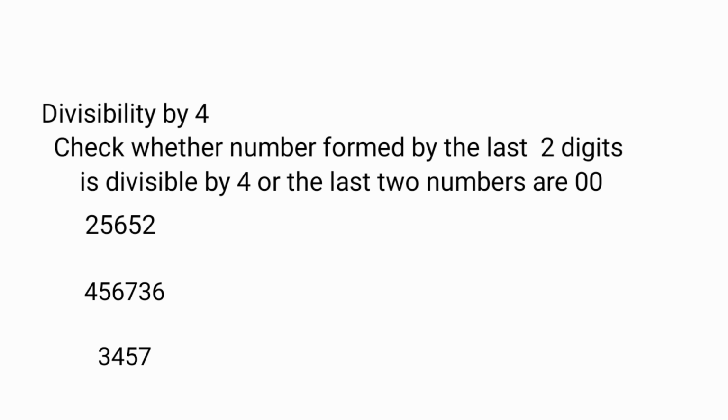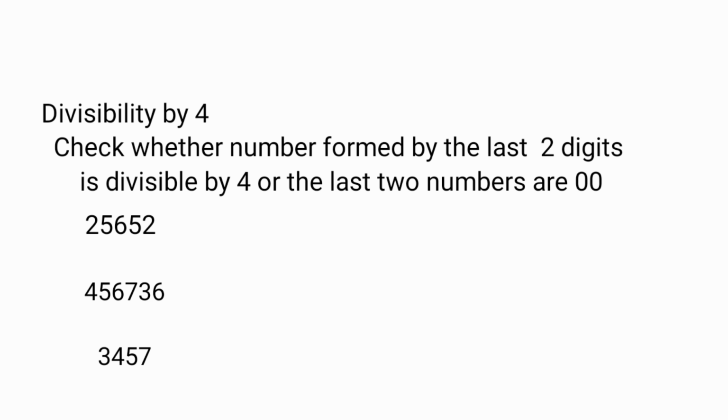So, in the first number, the number formed by the last two digits is 52. Check whether 52 is divisible by 4. 52 is divisible by 4. So, this number is also divisible by 4. The same way, check whether the second number is divisible by 4 or not. Here, the number formed by the last two digits is 36. We know that 36 is completely divisible by 4. So, this number will also be divisible by 4.